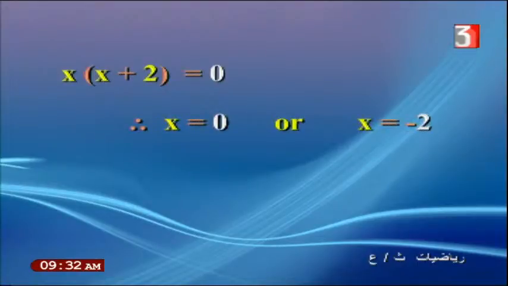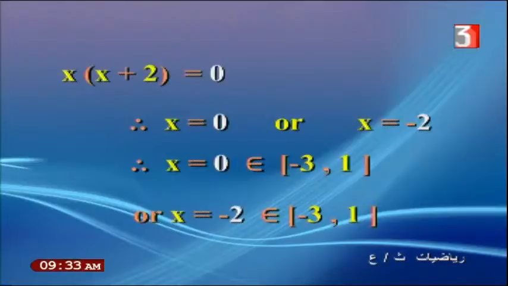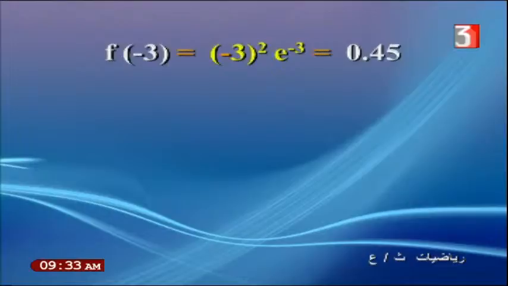Yes. Then x equals 0 or x equals negative 2. x equals 0 belongs to the closed interval [negative 3, 1], and x equals negative 2 belongs to the closed interval [negative 3, 1]. Now, f of negative 3 equals negative 3 to the power 2 times e to the power negative 3, which equals 0.45. The value of the function is y equals 0.45 when x equals negative 3.